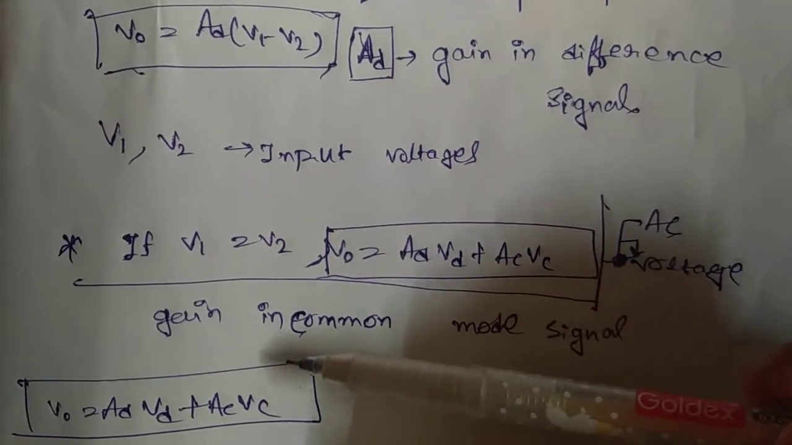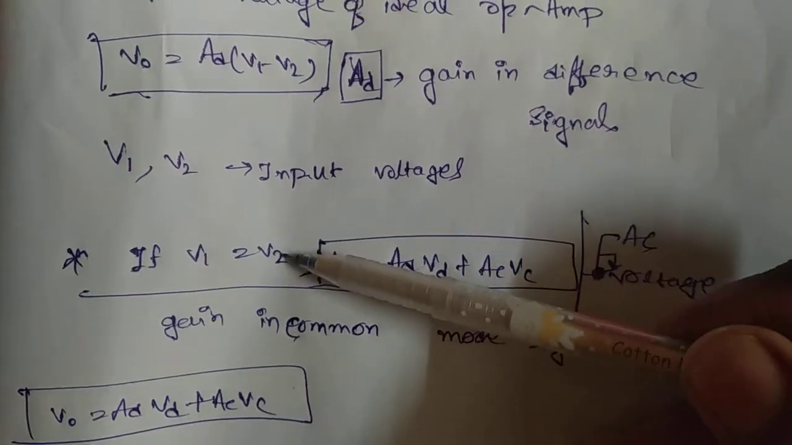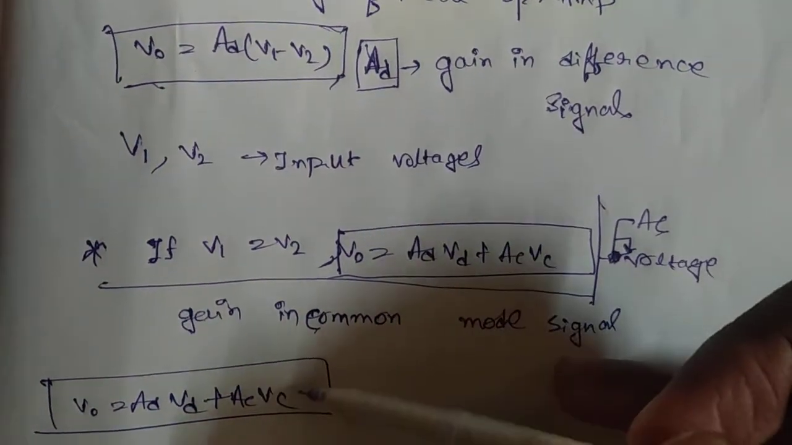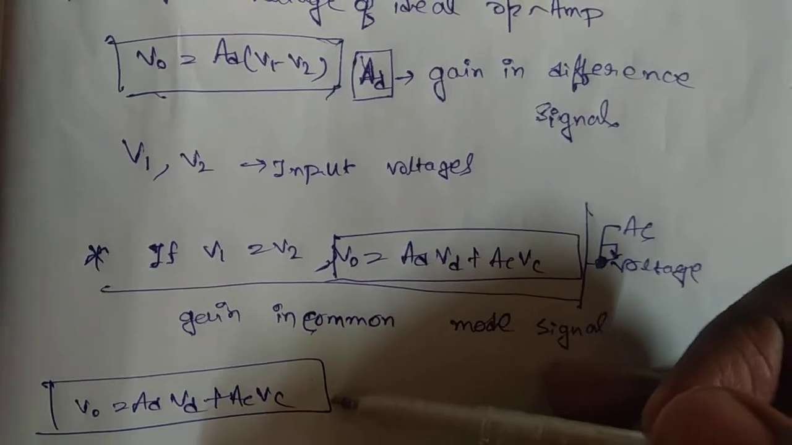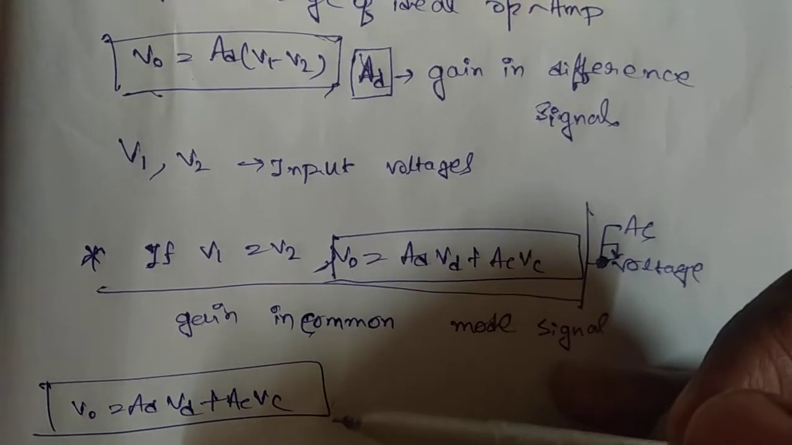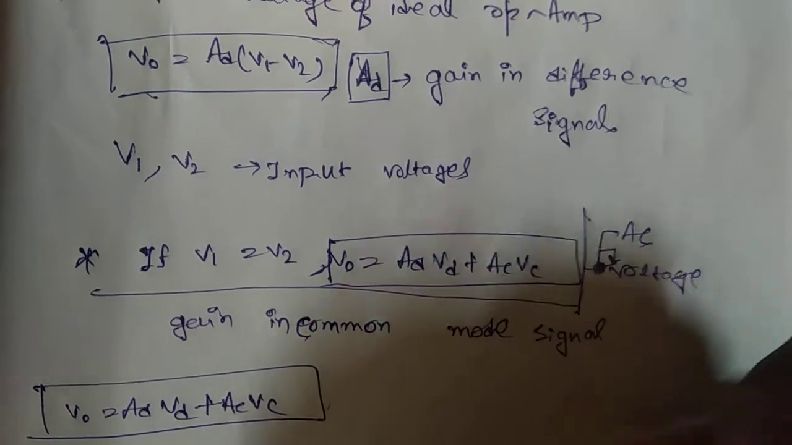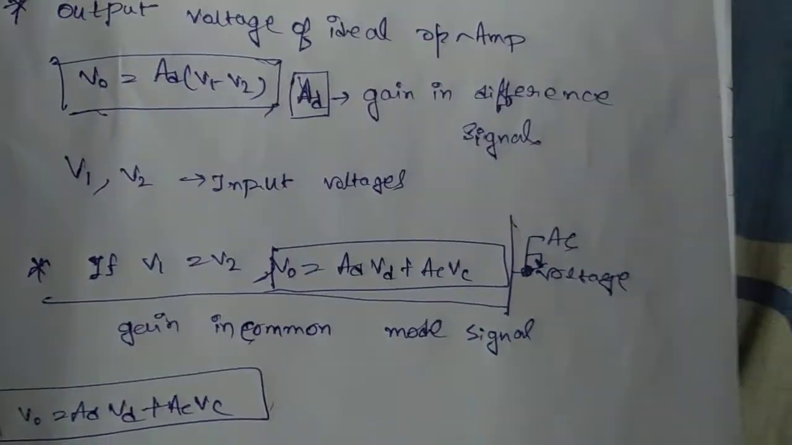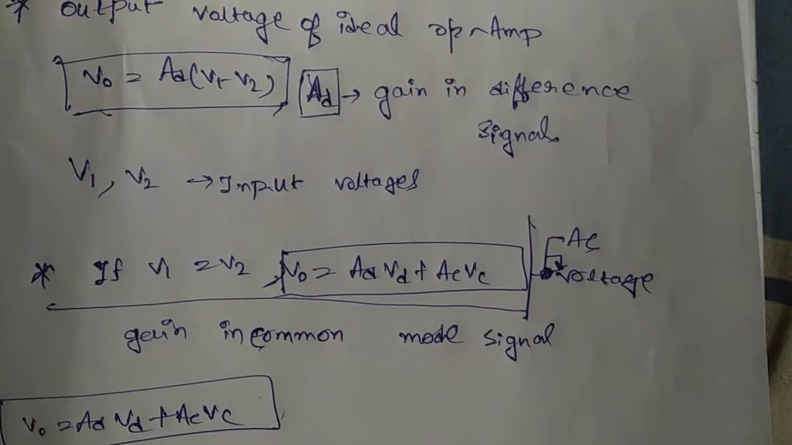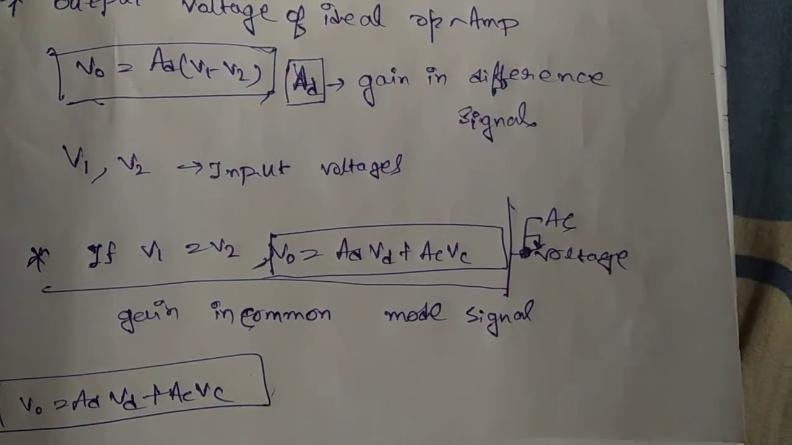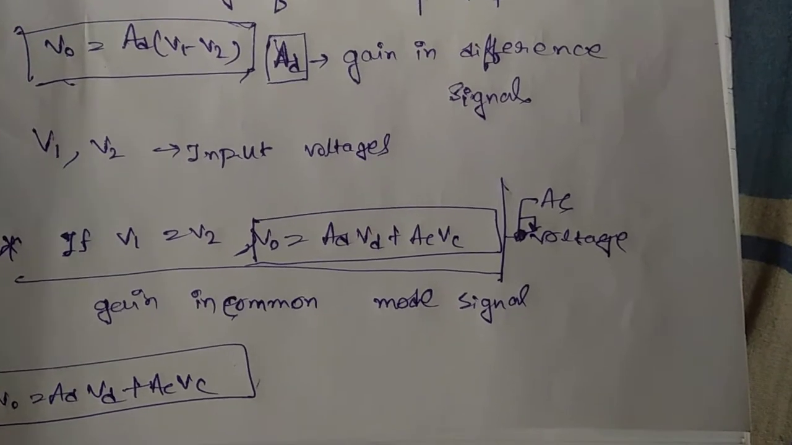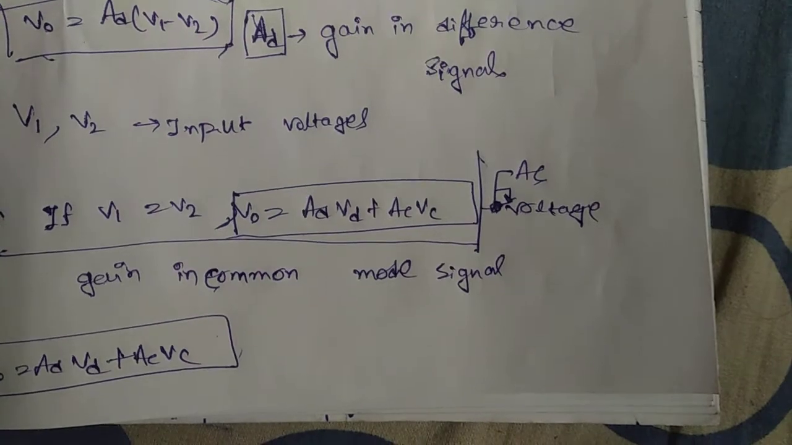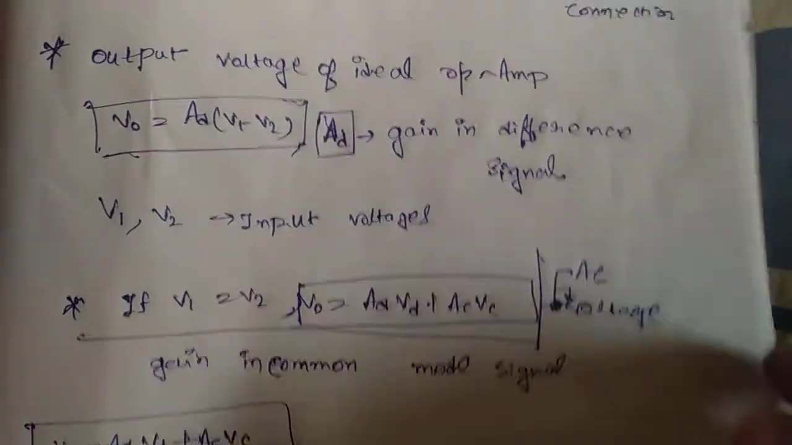So if V1 equals V2, that is, if the two input voltages are equal, the output voltage will be V0 equals ADVD plus ACVC. We have considered two terms here, input offset voltage and output offset voltage. I have discussed the input offset voltage earlier. The output offset voltage is the voltage that appears at the output with the two input terminals grounded.